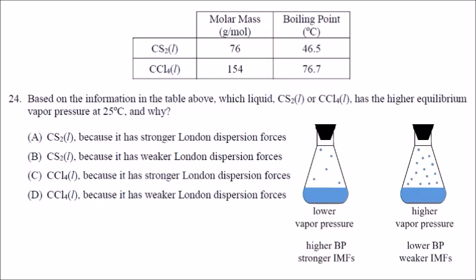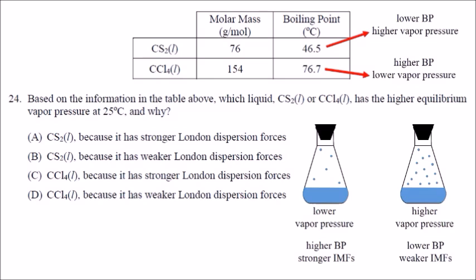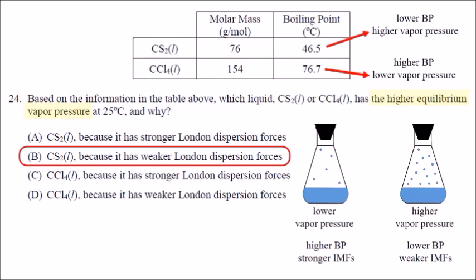Now let's compare these two diagrams with the data in the table. CS2, carbon disulfide, has a lower boiling point and therefore should have a higher vapor pressure, whereas carbon tetrachloride, CCl4, has a higher boiling point and therefore should have a lower vapor pressure. So the correct answer is carbon disulfide, CS2. Why would it have a higher vapor pressure? Because it has weaker London dispersion forces.